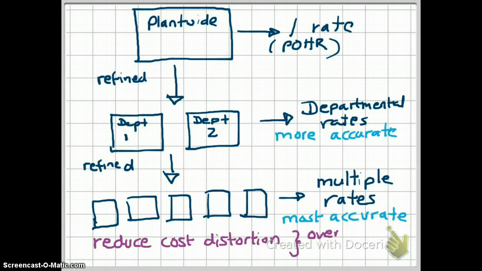What all these things do is reduce cost distortion, which is reduce the amount of over-allocated or under-allocated overhead. And with all these 3 methods, your method of calculation is the same. It's just that you're calculating either 1 rate, 2 rates, or multiple rates. The methodology, the background, and the calculation, everything is the same. It's just how many times you're doing that calculation that differs between one method and the other.